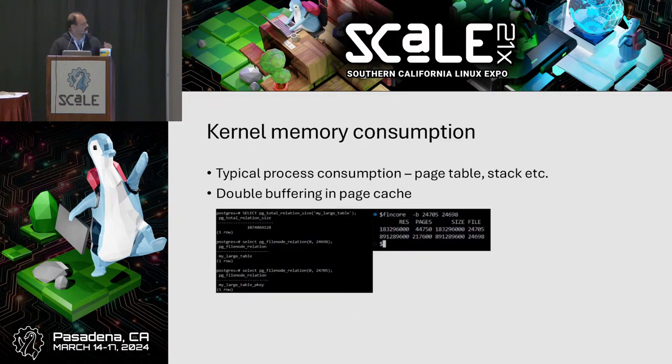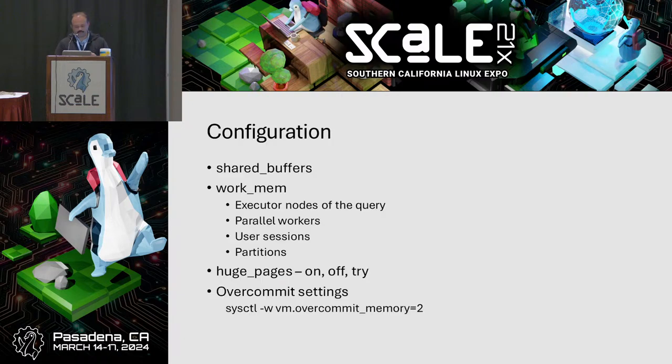So that kind of concludes the type of memory. We talked about shared, we talked about private and local, and we talked about kernel memory consumption. We'll talk a bit about configuration. A lot of talks here already cover a lot of this, so I'm not going to be comprehensive around this. Just touching upon some things which really are interesting and curious when it comes to memory management.